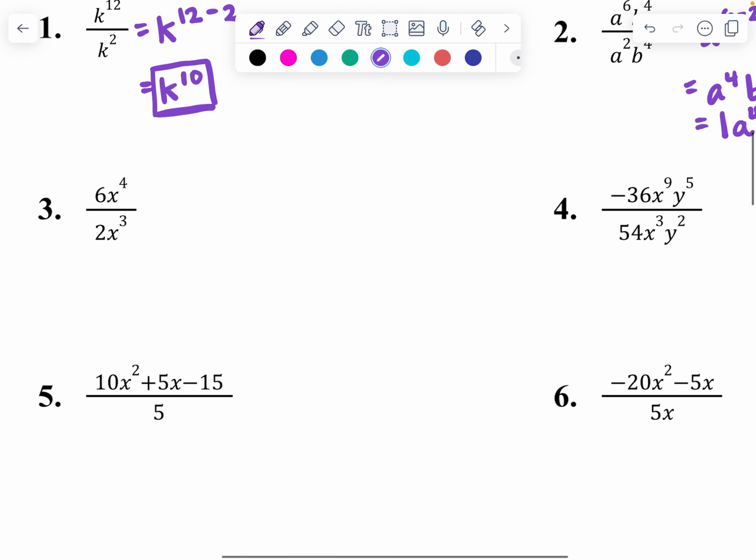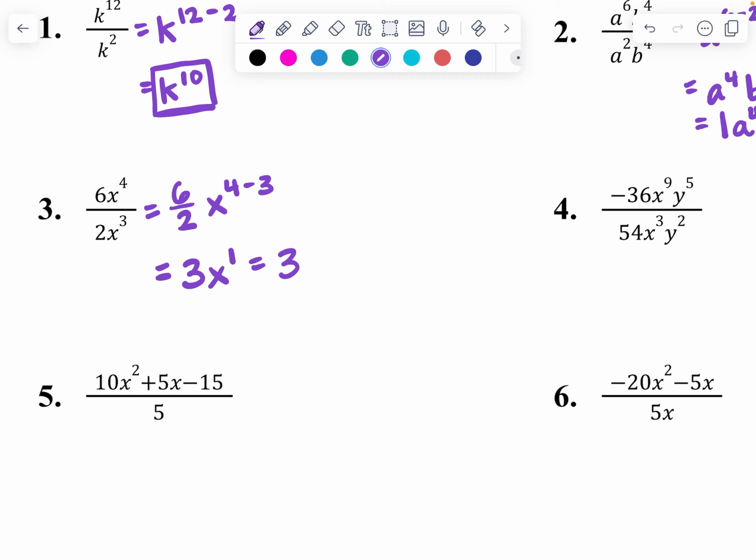Number 3 has a coefficient. So we have 6x to the power of 4 divided by 2x cubed. We're going to divide 6 by 2. So 6 divided by 2, and then subtract the exponents of x. So 6 divided by 2 is 3. And then we have x to the power of 1, or just 3x.